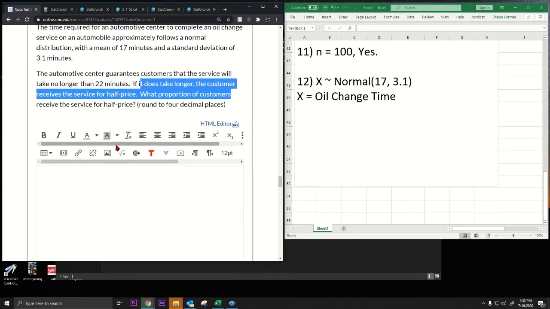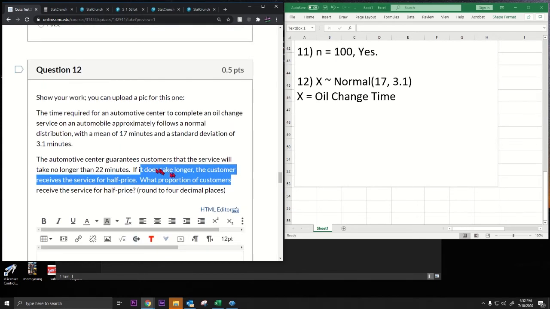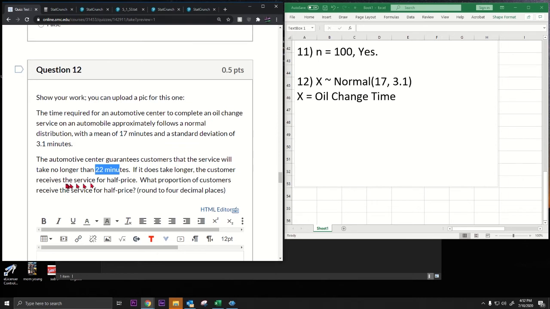These two questions are related. If it takes longer than 22 minutes, the customer receives the service for half price. What proportion of customers receive the service for half price? So it's half price if what? It says no longer than 22 minutes. They guarantee that the service will take no longer than 22 minutes. So basically, they're guaranteeing that it's less than or equal to 22.